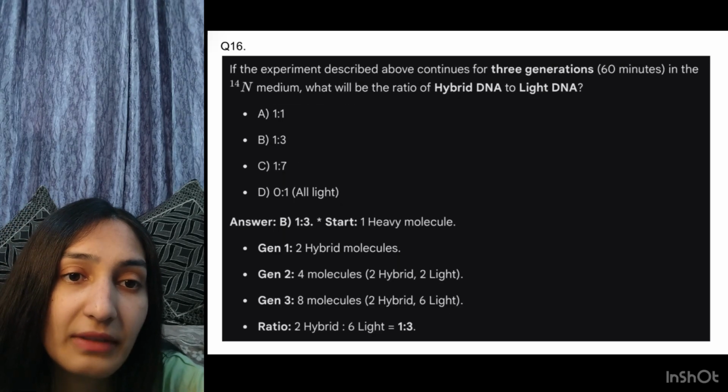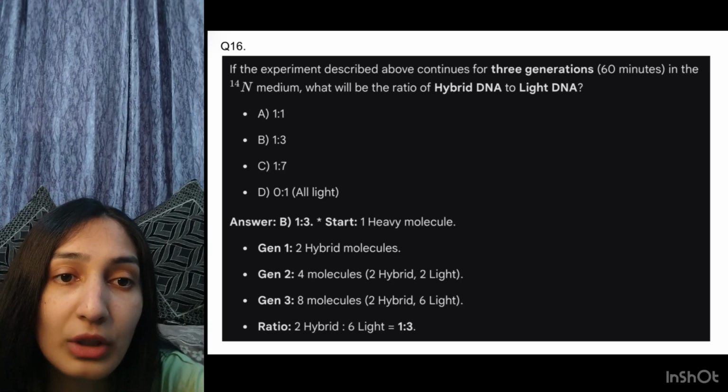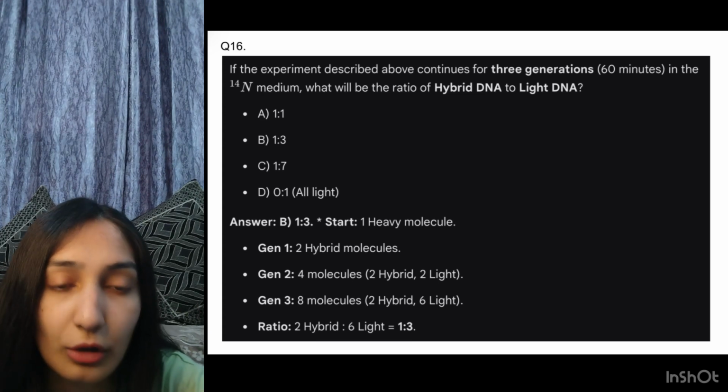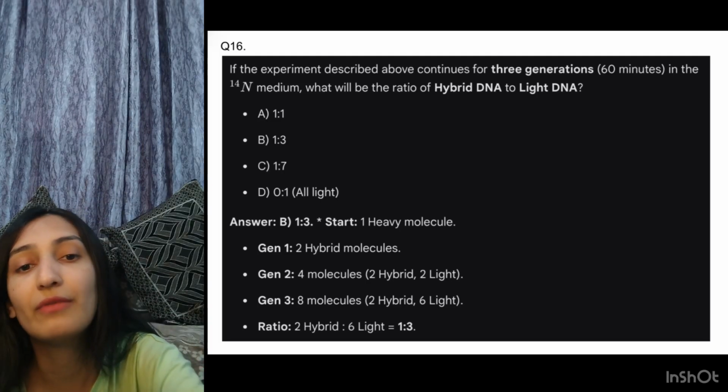Now, next question. If the experiment described above continues for 3 generations, that is 60 minutes in the N14 medium, what will be the ratio of hybrid DNA to light DNA? So, these are the options, and the correct answer is 1:3. How will you do it? First of all, we have one heavy molecule.